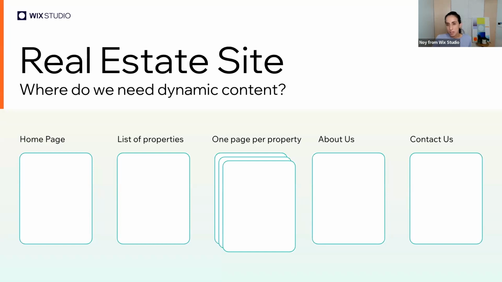So where do we need dynamic content? Of course, in the list of the properties, I want it to dynamically respond to the content that I have in the CMS. So it's going to be a dynamic page. Same for the page per property. I want to create a page dynamically based on the content. So it's going to be a dynamic page. And also, we will use a dynamic section in the home page, which is not a dynamic page, but the content in that section will be dynamic.